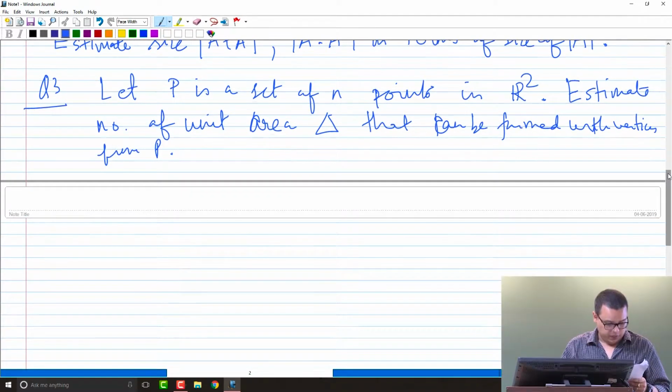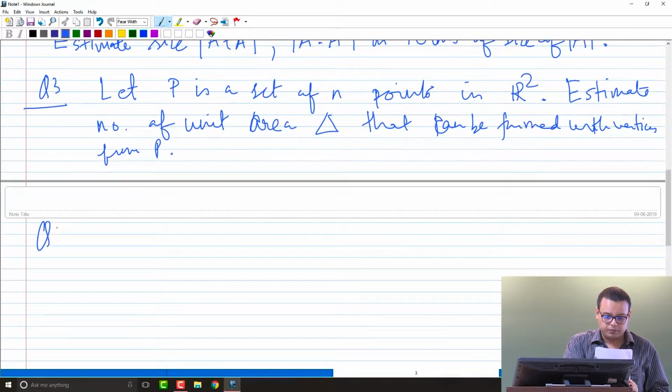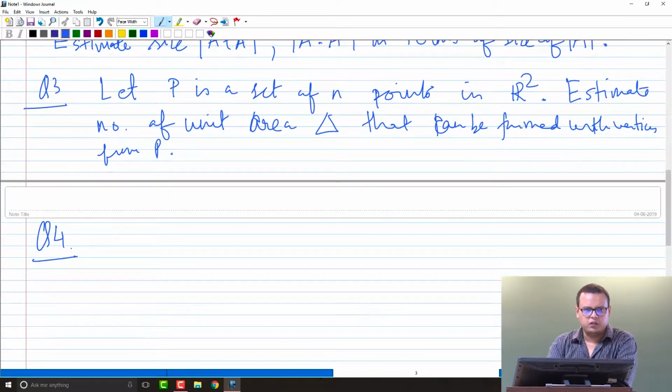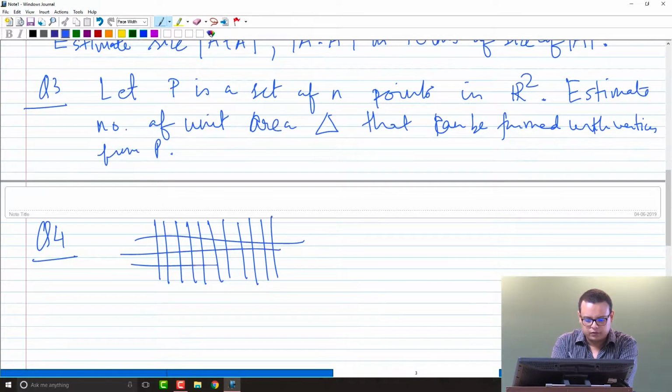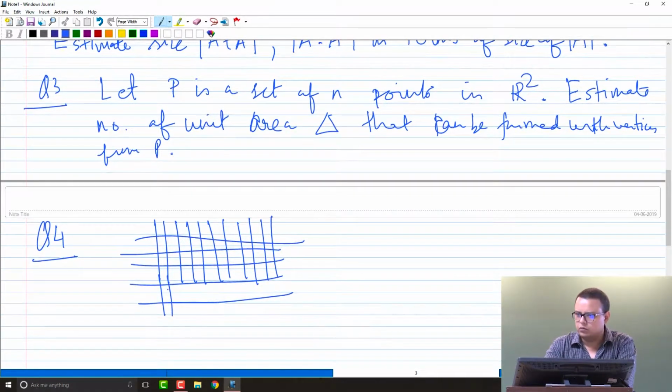What are other examples that I wanted to cover? Okay, let's look at another problem. There are many others. I will just concentrate on these few. Another one is, let's say you have a very fine unit grid. Okay, a fine grid. Okay, infinite grid in R2.